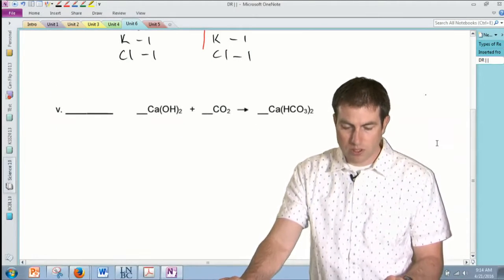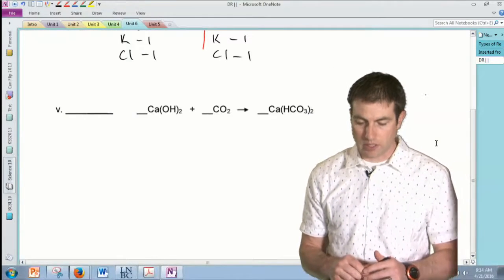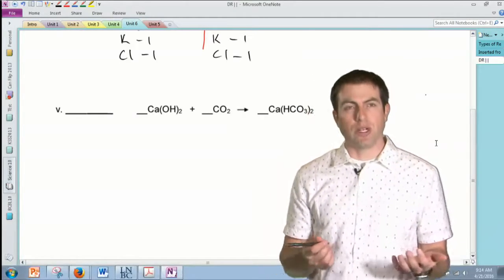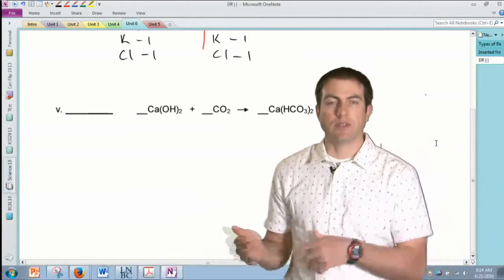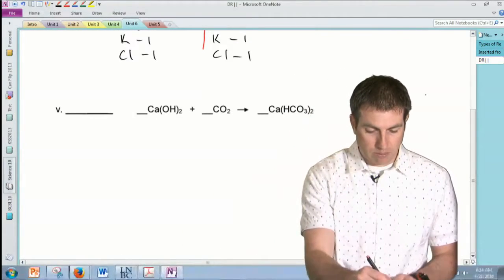All right, first thing we need to do is identify the type of reaction that's taking place. And we need to figure out if we're starting with 2 things, ending with 2 things, starting with 1 thing, ending with 2, starting with 2, ending with 1. These all indicate different types of reactions.